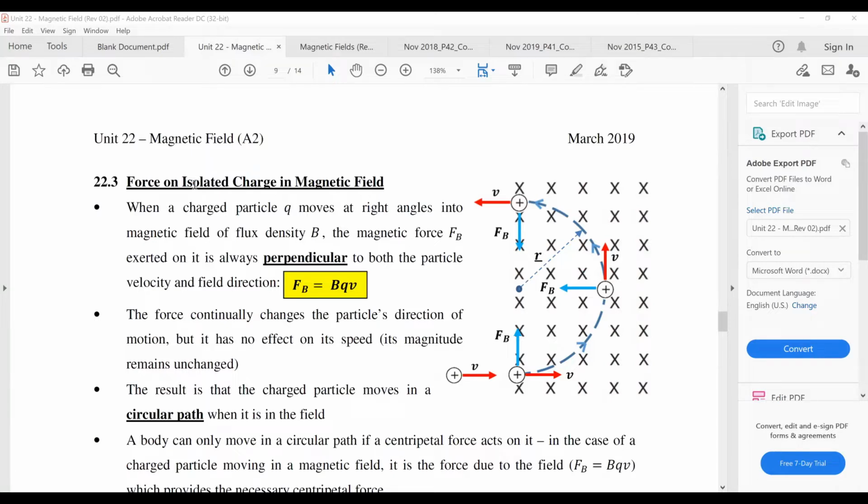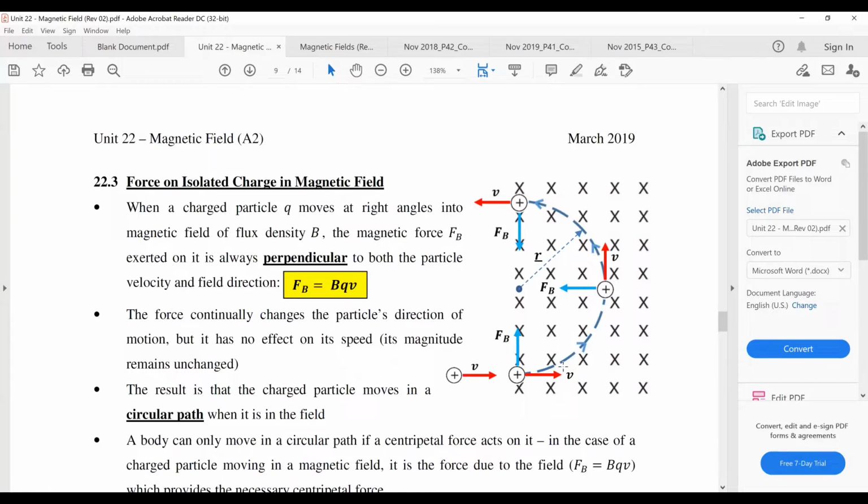Say for example I tell you I have a magnetic field that is going into the plane of the paper, or the plane of the screen, indicated by this series of X here. And then I tell you you have a positive charge that is moving perpendicular to the magnetic field. Say this is the view from the top. The magnetic field is going into the plane of the paper, and you have a charged particle that is moving perpendicular to the field.